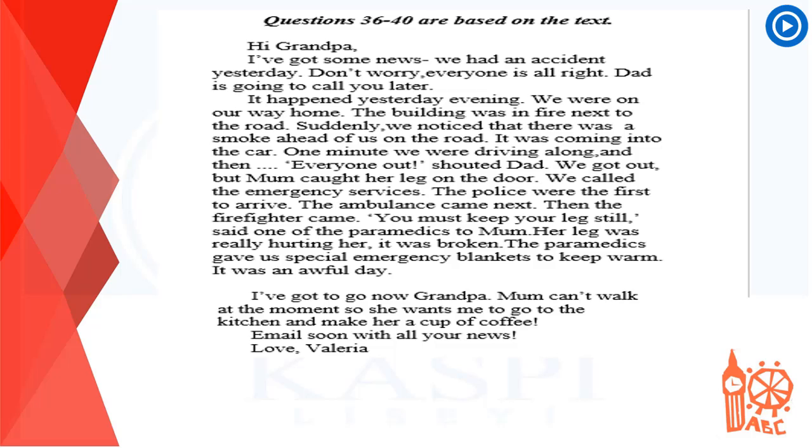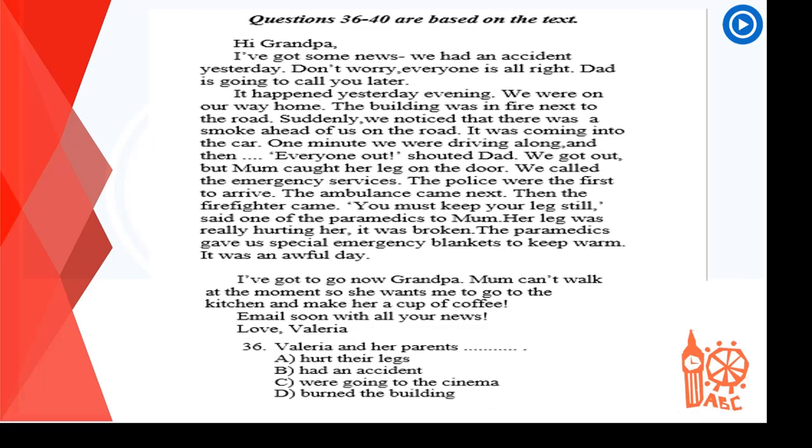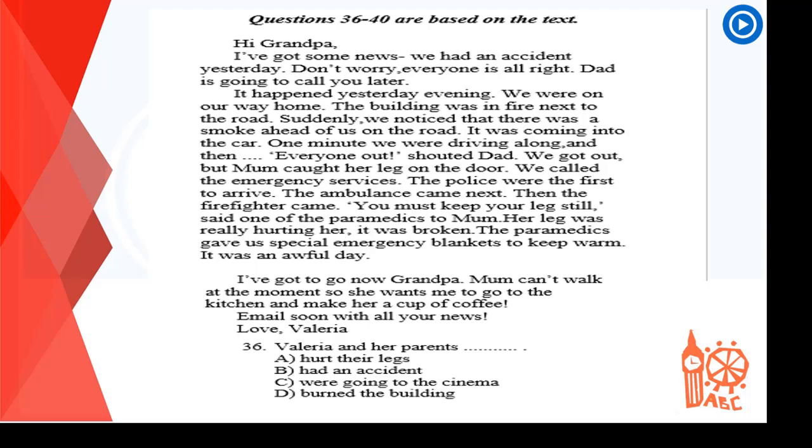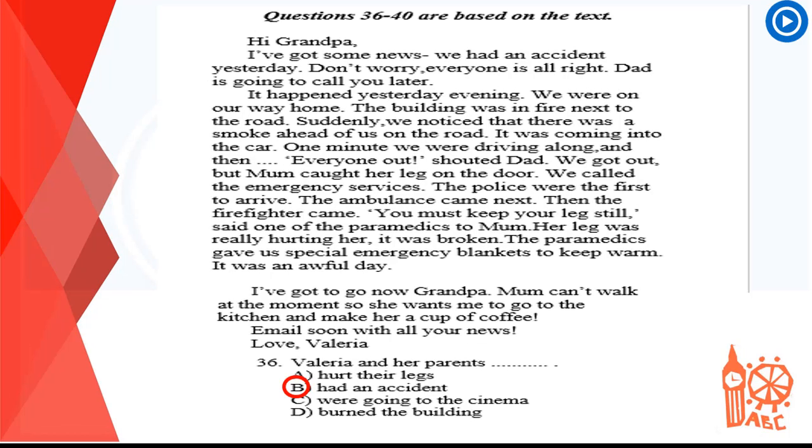Here, guys, questions from 36 to 40 are based on the text. First you read the text and then answer the questions. Here, you have to complete the sentence. Valeria and her parents. You have to find the answer from the text. The answer is B. Had an accident. Let's find it in the text. Here it is. Let's go on.